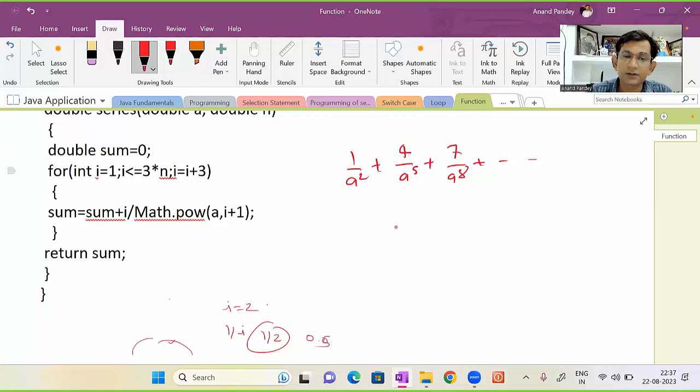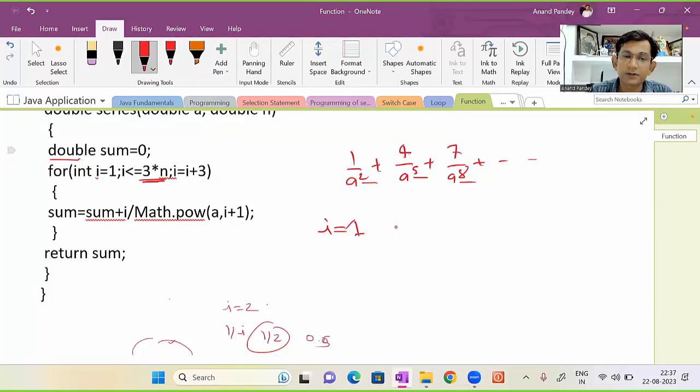So sum equal to 0. Since division is here, I have taken the variable sum of double type. Now I have started the value of i from 1. And you can see in the numerator there is an increment of 3. In the denominator also, the power of a has an increment of 3. So the series will be, I will start from 1. Let's see here, i equal to 1. Why I have taken the limit up to 3 into n, I will tell you later.